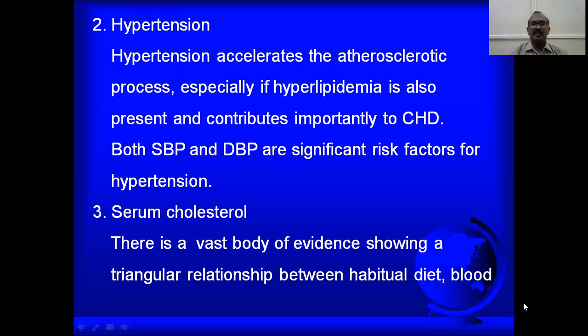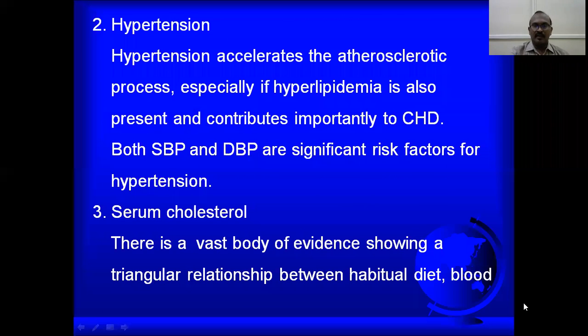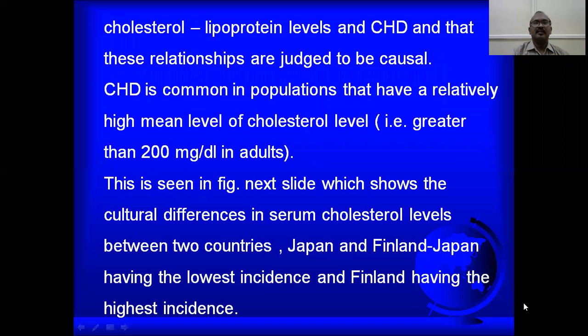Serum cholesterol levels. There is a vast body of evidence showing a triangular relationship between habitual diet, blood cholesterol, lipoprotein levels, and CSD, and that these relationships are judged to be causal. So there is a triangular relationship between habitual diet, blood cholesterol, lipoprotein levels, and CSD, and these are responsible for the causation of CSD. CSD is more common in populations that have a relatively high mean level of cholesterol.